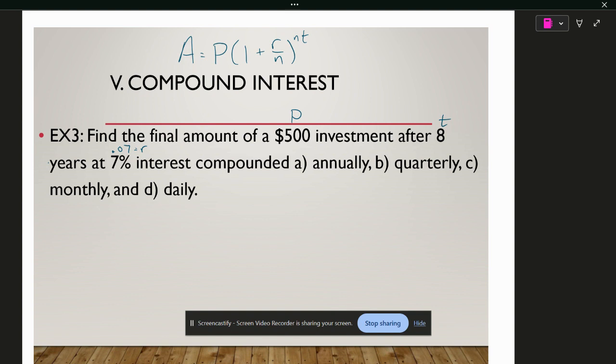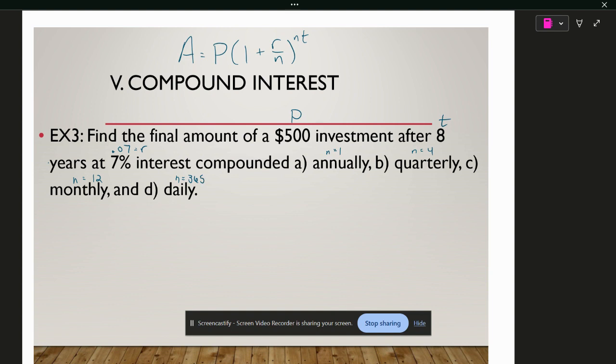And then our N value is what's going to change for each of these types of problems. So annual, N is going to be 1. Quarterly, N is going to be 4. Monthly, N is going to be 12. And daily, N is going to be 365.